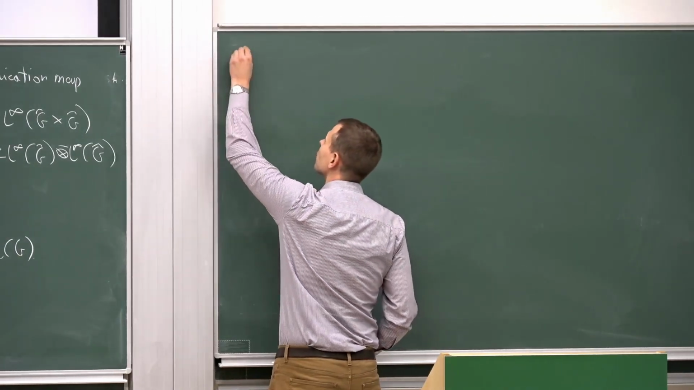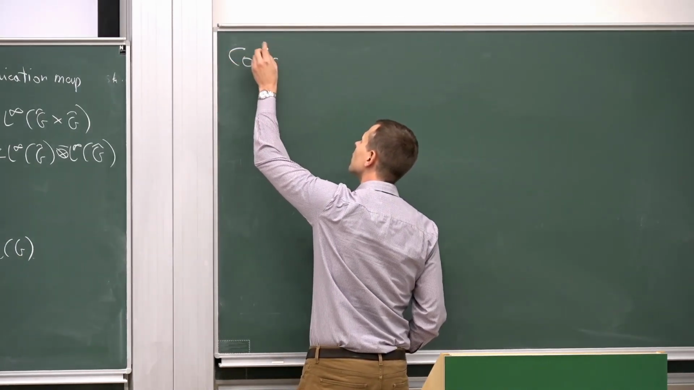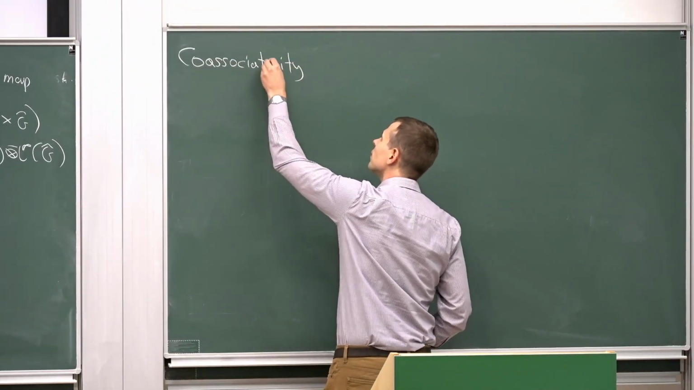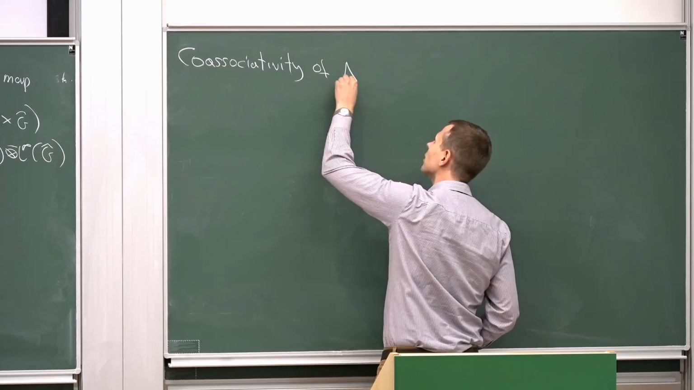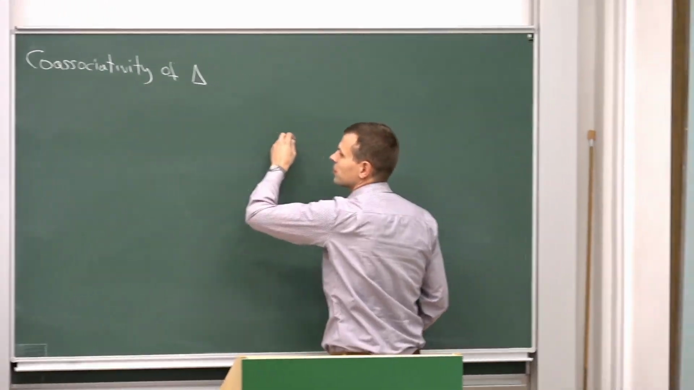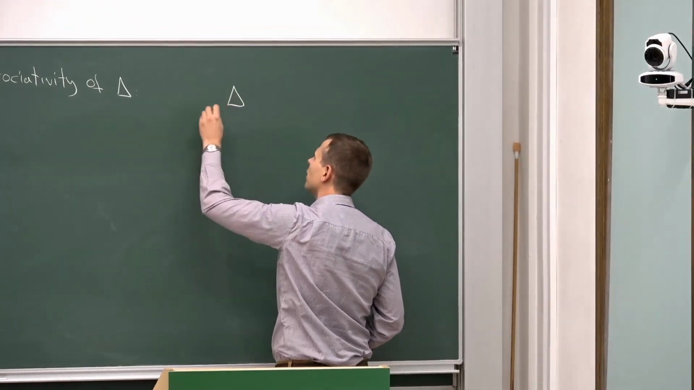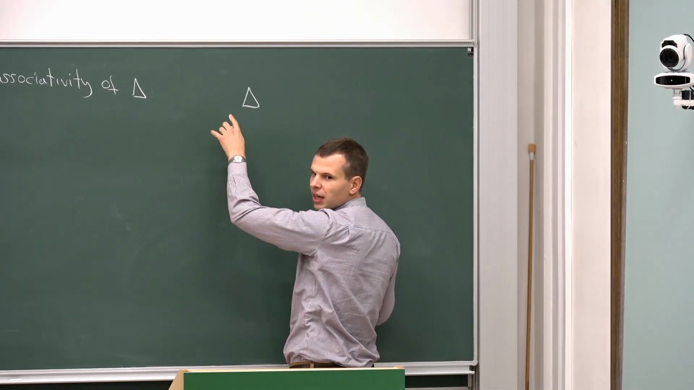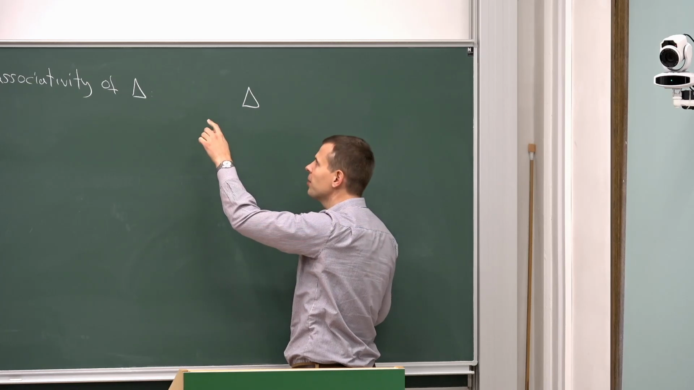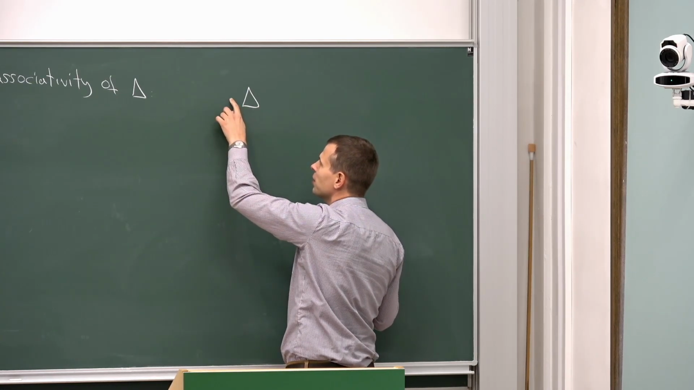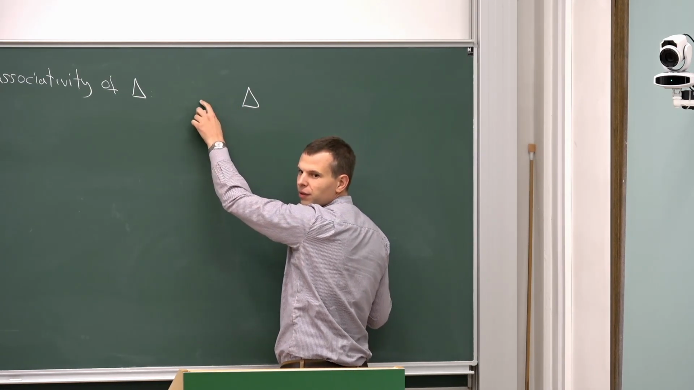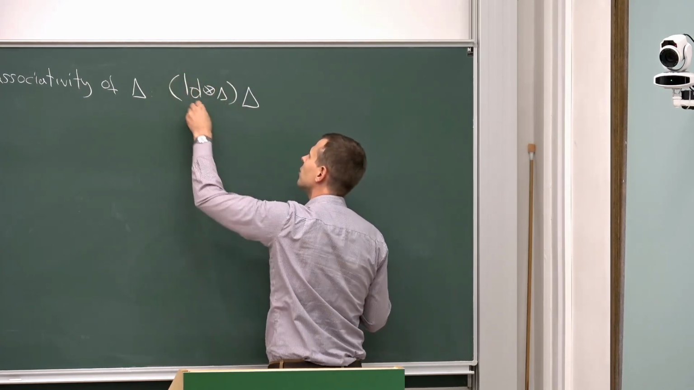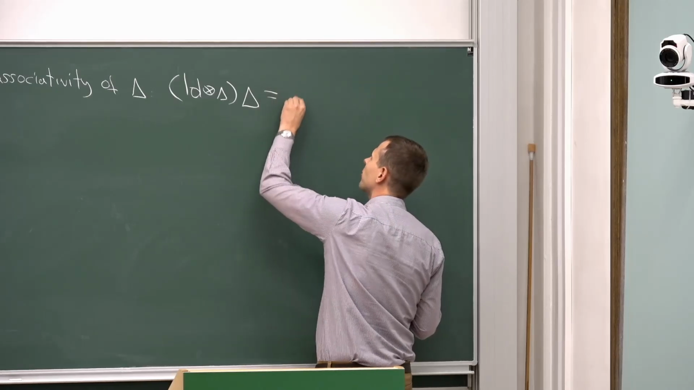So, co-associativity, the associativity of delta. If you apply delta once, you're in the tensor product, and then if you want to apply delta a second time, you can either start on the second leg of the tensor product or on the first one. And co-associativity tells you that you should get the same result.